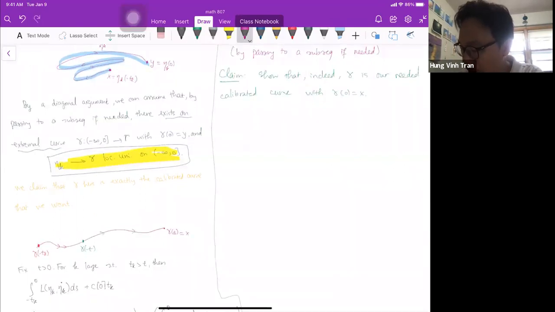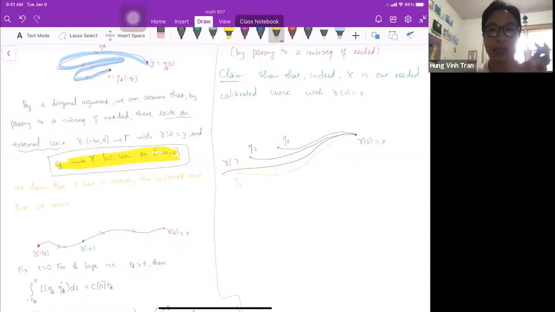Let me try to draw a picture of that. I mean, it's not easy to draw actually, but let me try my best. So this is our gamma, right? It was the convergence of a sequence of eta, right? So maybe this is eta 1, and then maybe this is eta 2, and maybe this is longer, eta 3.